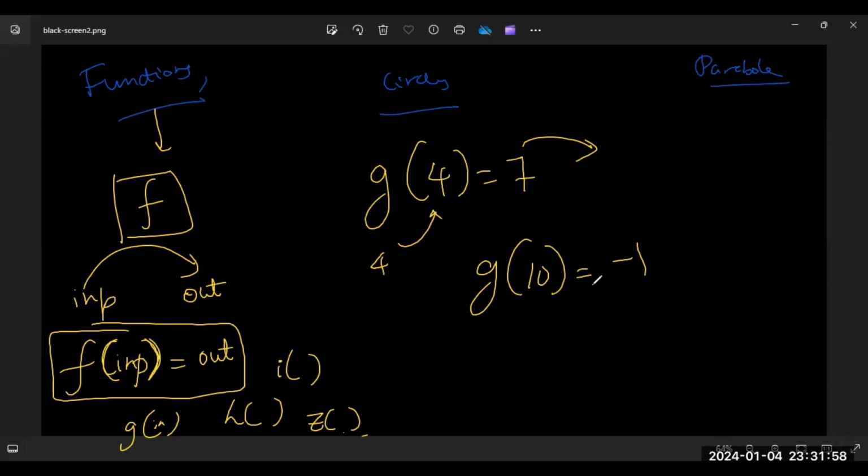Solve question number 15. The function f is defined as f of x plus 3 equals x square plus 4 for all non-zero values of x. Quantity A is f of minus 9. Quantity B is 148.